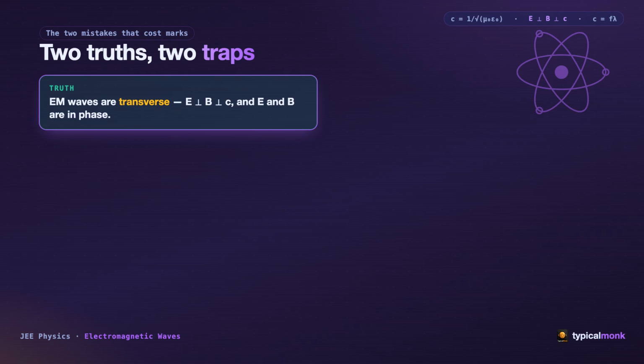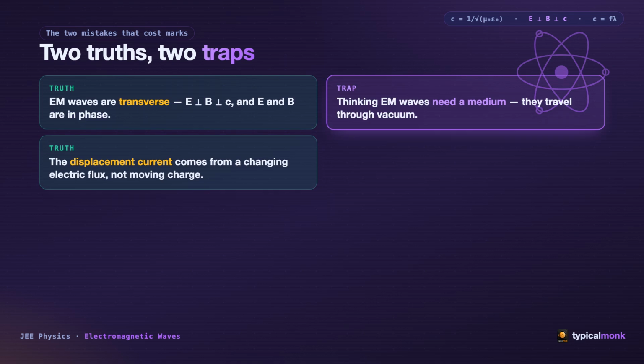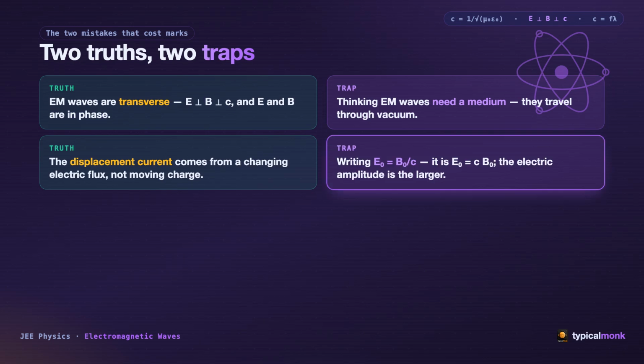Now the 2 mistakes that quietly cost marks. The truth: electromagnetic waves are transverse, E perpendicular to B perpendicular to c, and E and B are in phase. The trap: thinking these waves need a medium. They travel through vacuum. The second truth: the displacement current comes from a changing electric flux, not from moving charge. The second trap: writing E naught equals B naught over c. It is E naught equals c times B naught, so the electric amplitude is the larger.